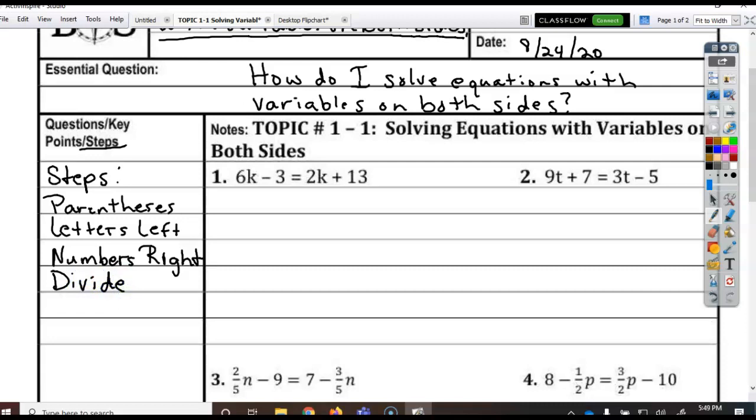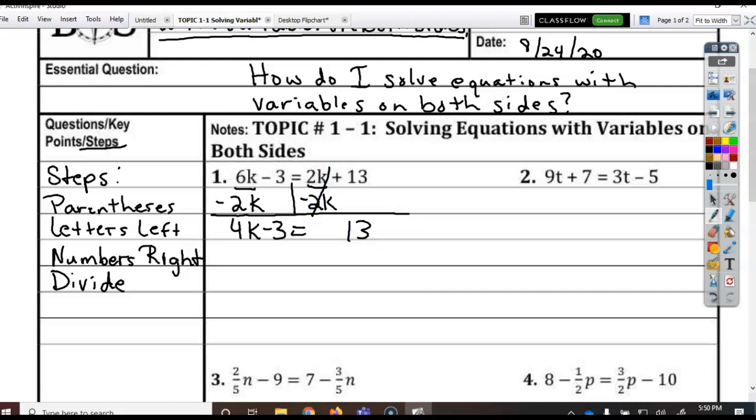Let's take a look at this. I have a letter here and a letter here, so I need to move it to the left. The way I'm going to do that is to be able to get rid of this, I have to subtract 2k. So I subtract 2k from that side. I have to come across to the other side of the equation and subtract 2k there. 6k minus 2k gives me 4k. Minus 3, bring that down, and bring your 13 down. The 2k minus 2k is gone.